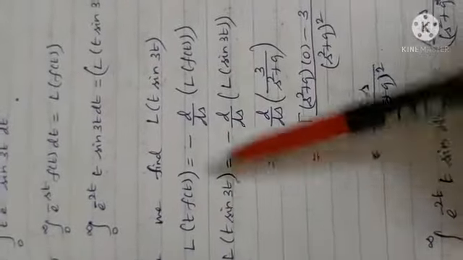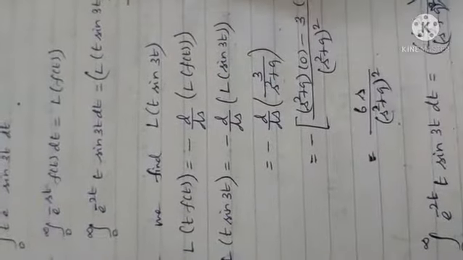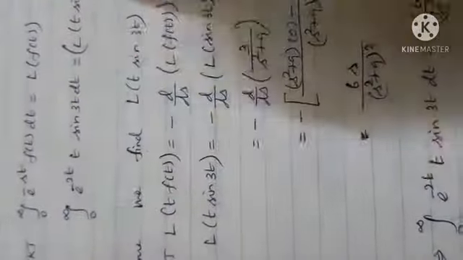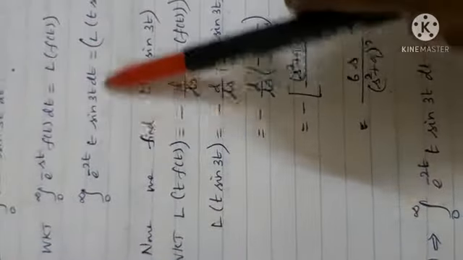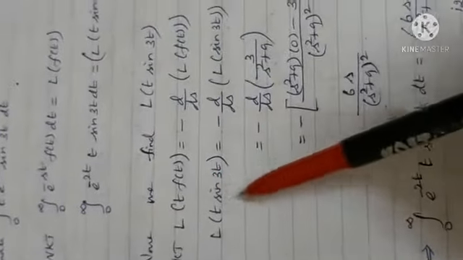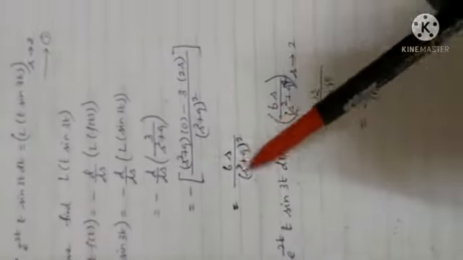Our f of t now is sin 3t. See how f of t changes, right? When you use this formula, our f of t is this one. Differentiate, get the answer. Substitute the answer in the first equation, replace s by 2, and you will get this answer. So the value of the integral is 12 by 169, which is an application of Laplace transform, okay?